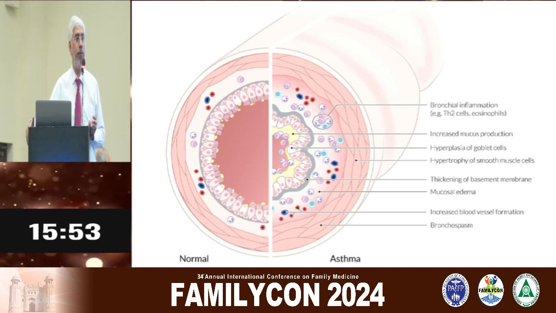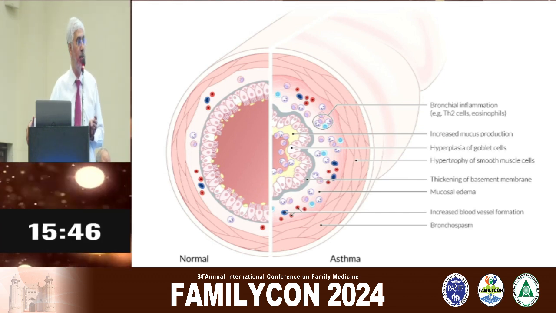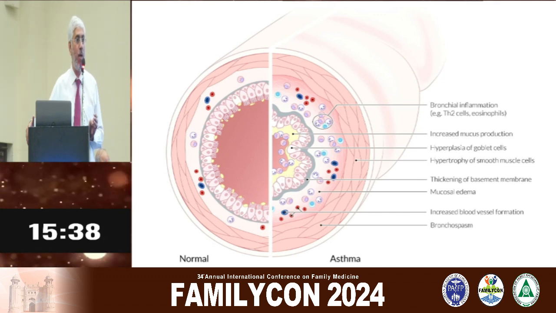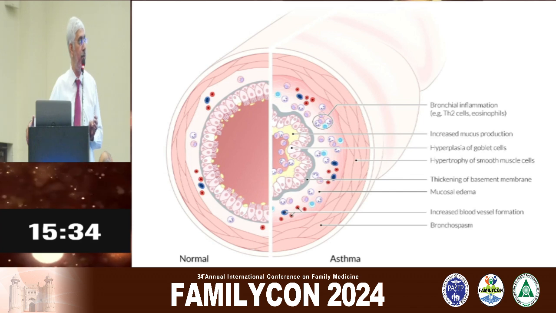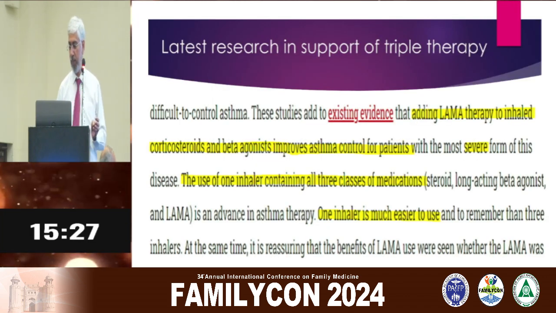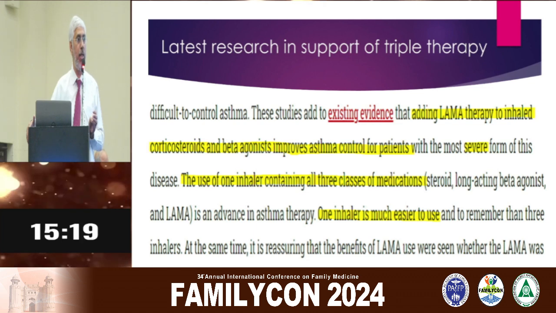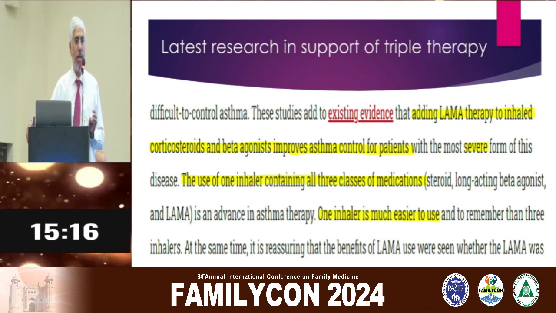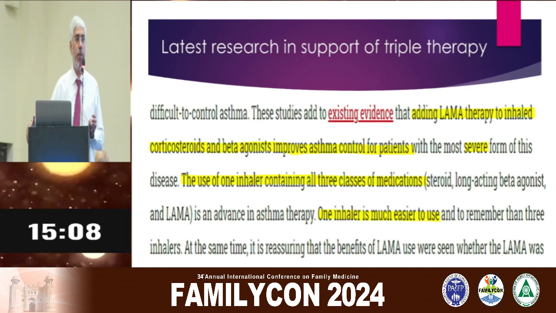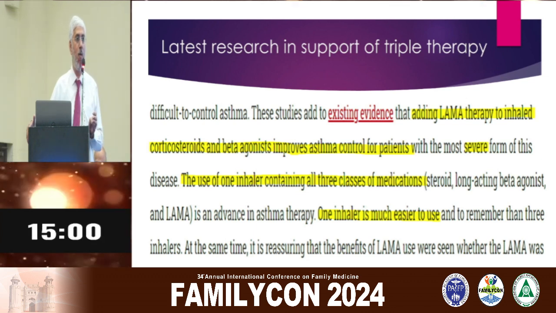And as a result of exposure to these noxious agents in asthma, we can see changes in our airways. There is hypertrophy of smooth muscle cells, narrowing of the lumen of our airways, and irregular surface of our airways. There is some existing evidence that in addition to inhaled steroids, you must add LAMA, long-acting antimuscarinic agents, for those patients who are not being improved by inhaled steroids and long-acting beta agonists.